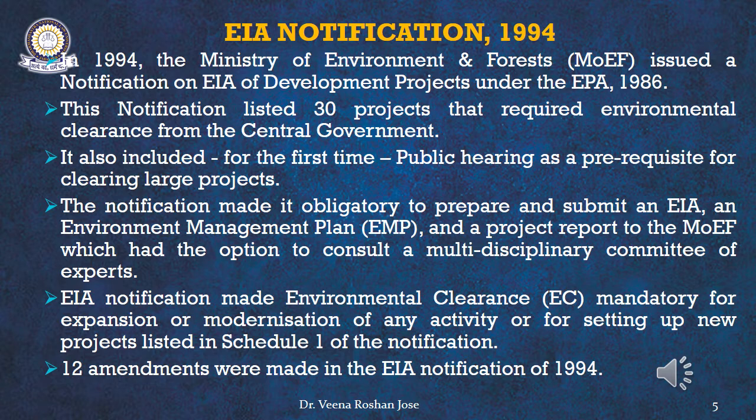So if you go through the notification, you can see the schedules, and in Schedule 1 certain types of projects are listed, and this environmental clearance is made mandatory for expansion or modernization of such projects which are listed in Schedule 1. And as of now, 12 amendments have been made in the EIA notification of 1994. So it is actually updated from time to time. Though it was first enacted in 94, it was updated as and when required.